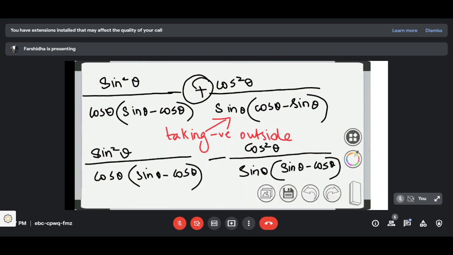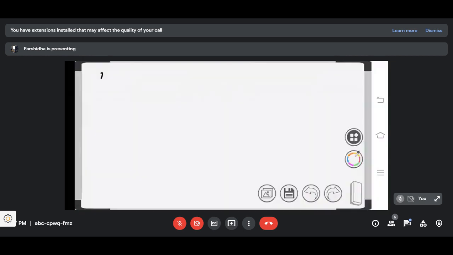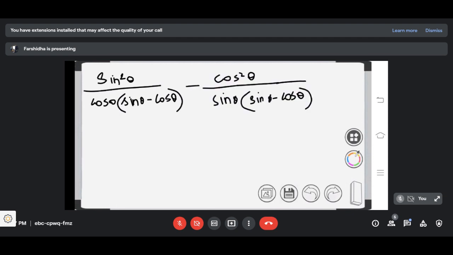Okay, so now you got sin square theta divided by cos theta into sin theta minus cos theta, minus cos square theta divided by sin theta into sin theta minus cos theta. Now you have two common terms, 1 by sin theta minus cos theta, 1 by sin theta minus cos theta. So I am taking it out.